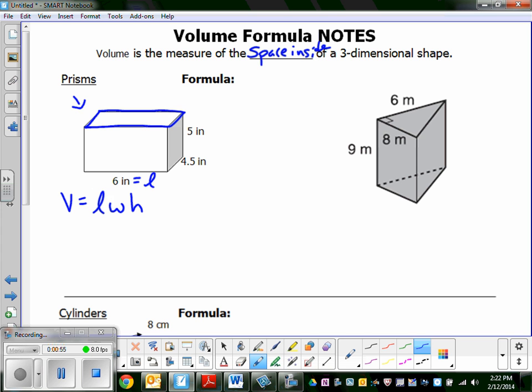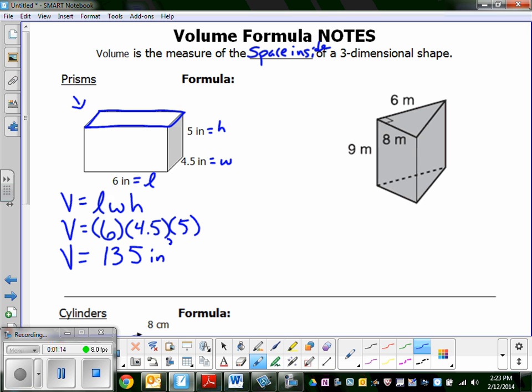The 6 inches would be our length, our width would be the 4.5 inches, and the 5 inches would be our height. Substituting this into our formula, we have 6 times 4.5 times 5, leaving us with a volume of 135 inches to the third power, or inches cubed. Anytime we work with volume, our units will be cubed.